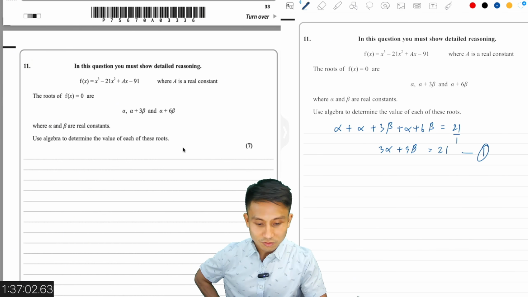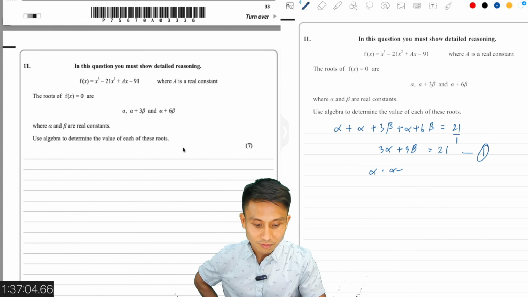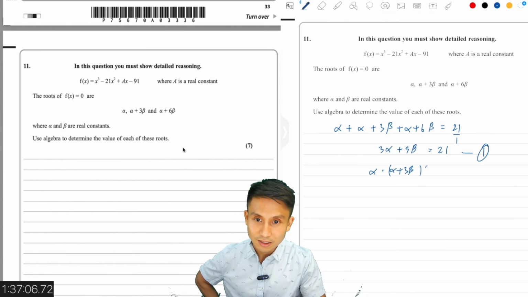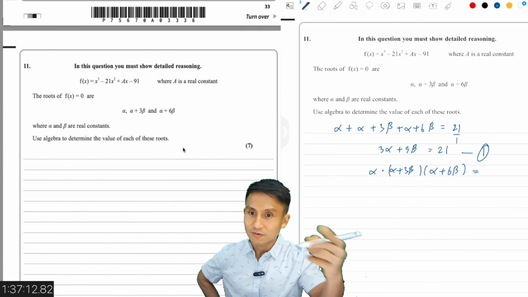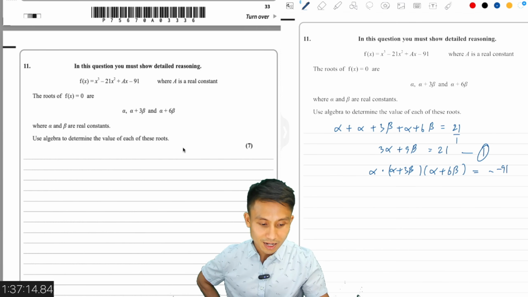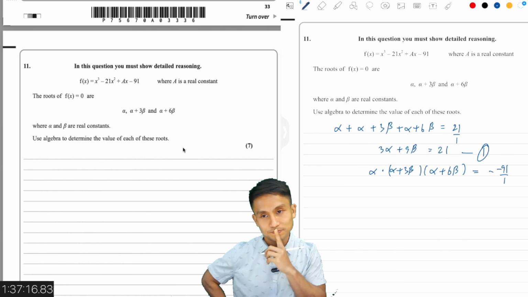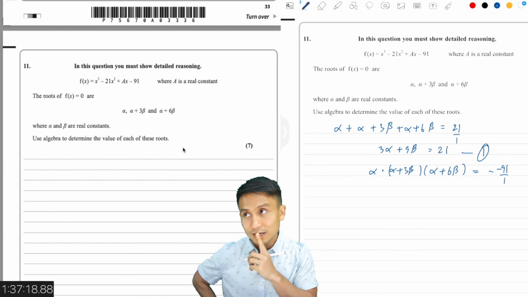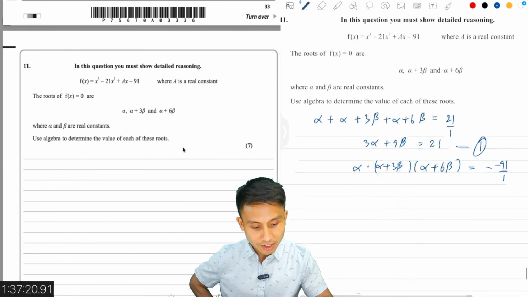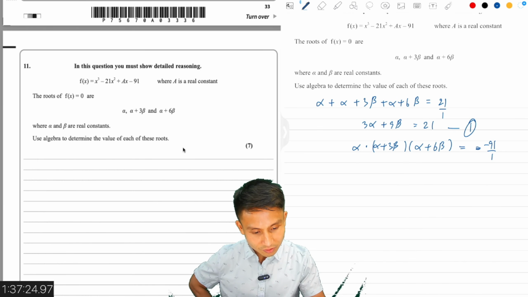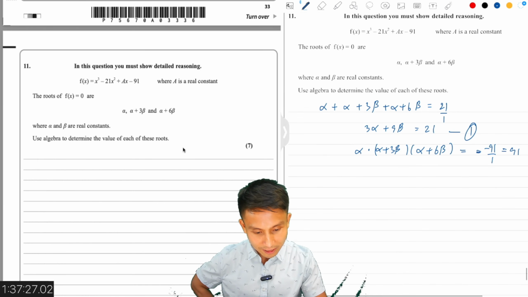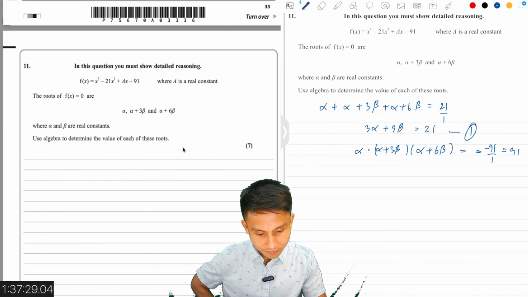And the products, right? Alpha times alpha plus 3 beta times alpha plus 6 beta will be equal to, this will be negative, yeah, negative the last one over the first one. Okay? Yeah, because in quadratic it would have been the last one over the first one, but we put a minus sign here. Okay, so that's 91. Okay, so horrible.